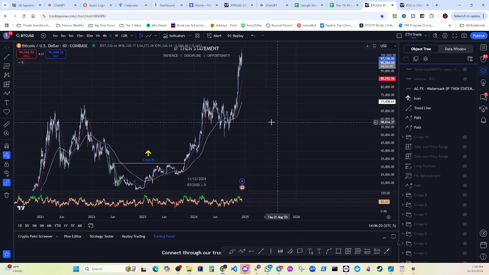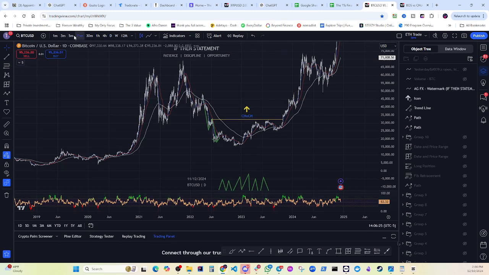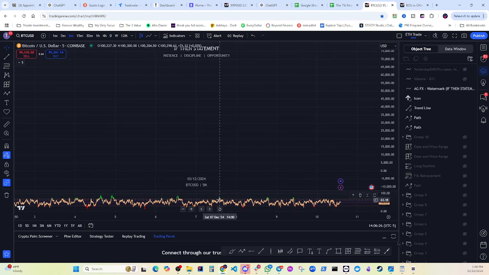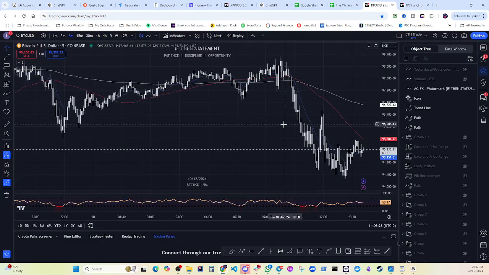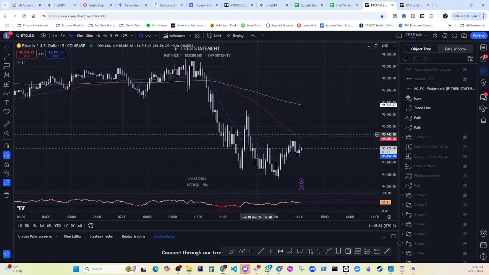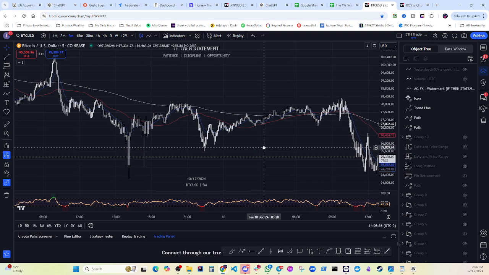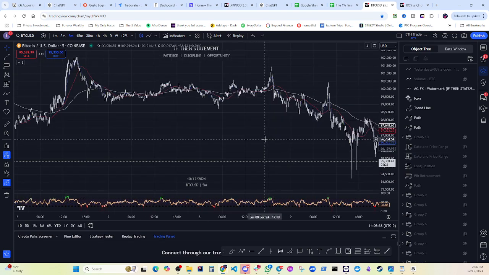Cool. Now, this is so simple, it's not even funny. For me, I am a scalper. I'm getting in and out of positions within anywhere from 5 to 10 minutes. Sorry, 5 to 30 minutes. It really depends on the trade. So I'm going to go ahead and show you an example.